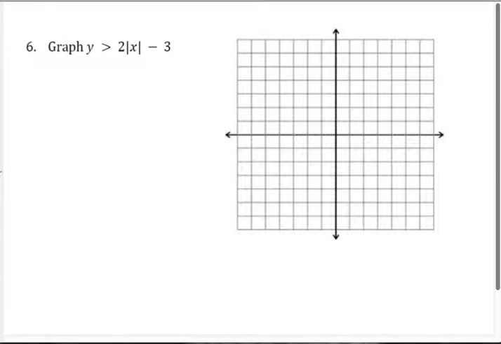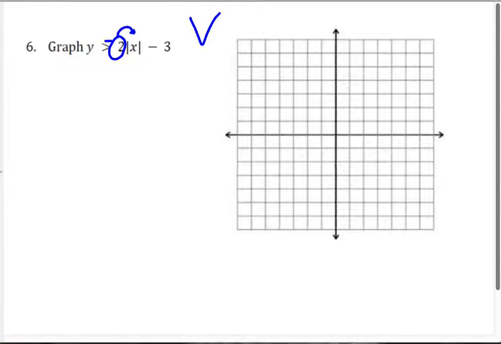Last one, this kind of screws people up because there's a number outside of that x. Now, here's the deal. That 2 is positive, so what that means is whenever I take the absolute value of a number, it's positive. I'm going to get a positive number when I multiply 2 times that absolute value, whatever comes out of it. So this is going to open up.